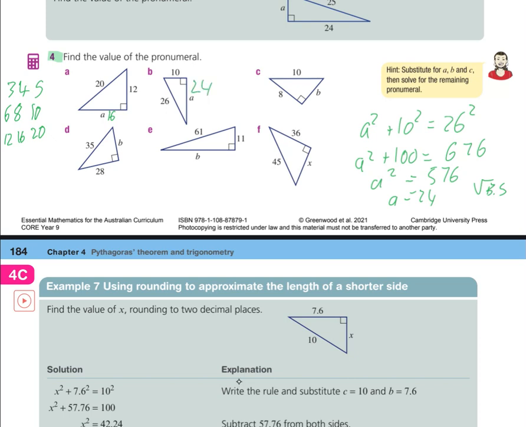8 squared plus 6 squared is 10 squared. That's that common one that I just mentioned over there. That's 100, that's 64. You need 36, square root of 36 will be 6. Well, much bigger numbers now. 28 squared plus b squared equals 35 squared. So 28 squared, let's putting that into the calculator, 784. 35 squared is 1225.